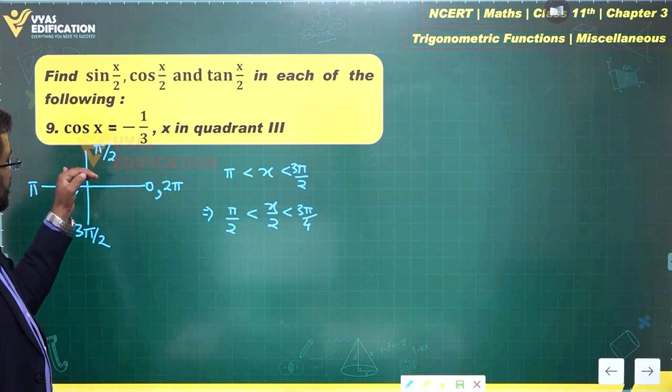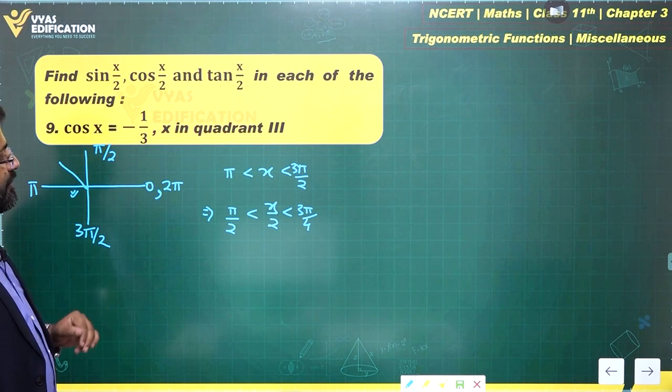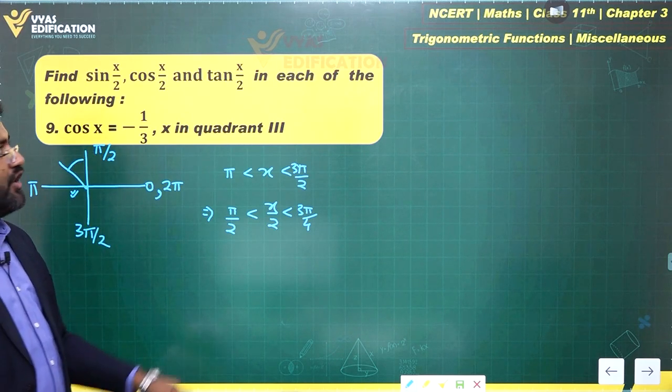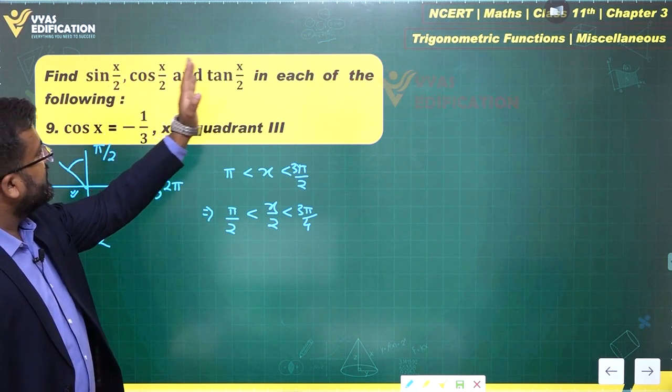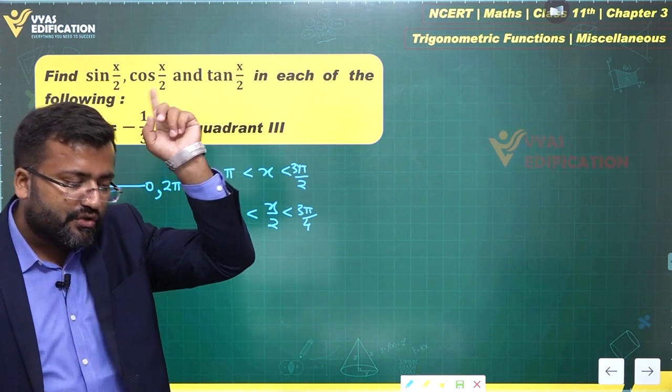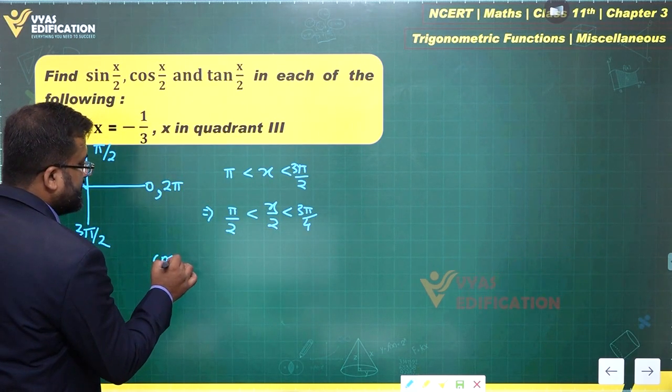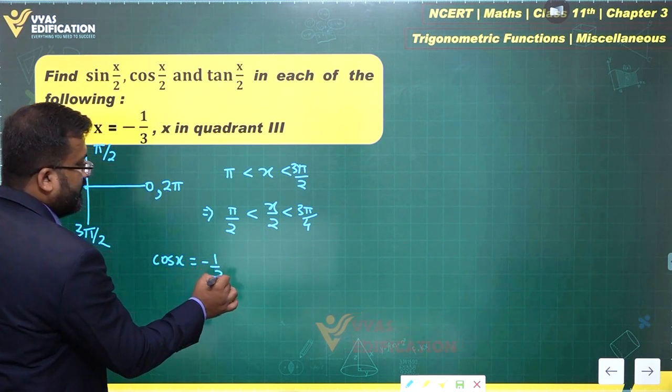Now pi by 2 to 3 pi by 4 is this line over here, right? So this x by 2 will lie in the second quadrant. In the second quadrant, sin x by 2 will be positive, cos x by 2 and tan x by 2 will be negative for sure. Remember that. We can begin with cos x equals minus 1 by 3.